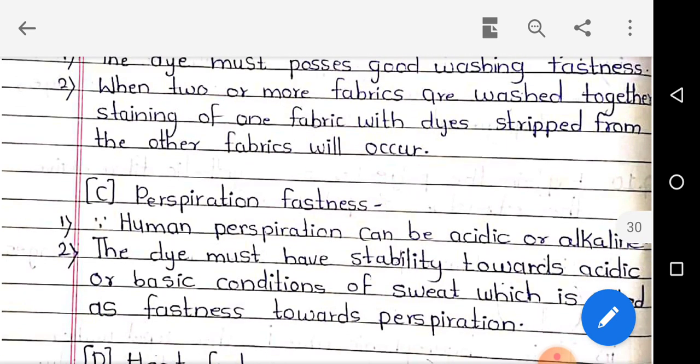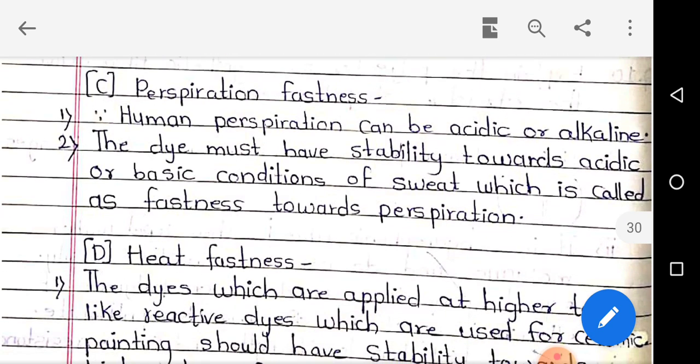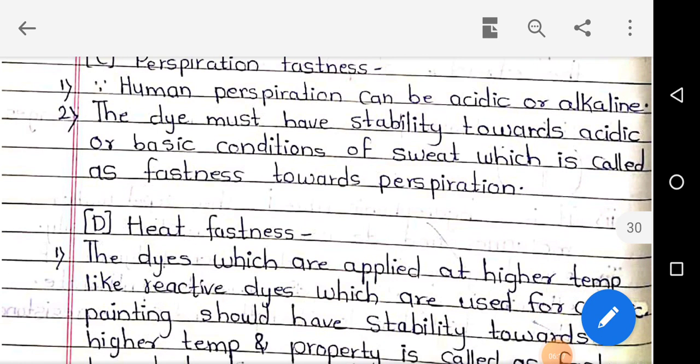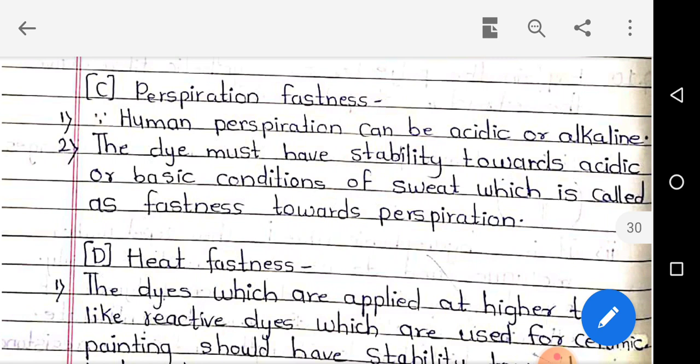The dye must possess good washing fastness. When two or more fabrics are washed together, staining of one fabric with the dye stripped from the other fabric will occur. The third one is the perspiration fastness. Human perspiration can be acidic or alkaline. The dye must have stability towards the acidic and basic condition of the sweat, which is called fastness toward perspiration.